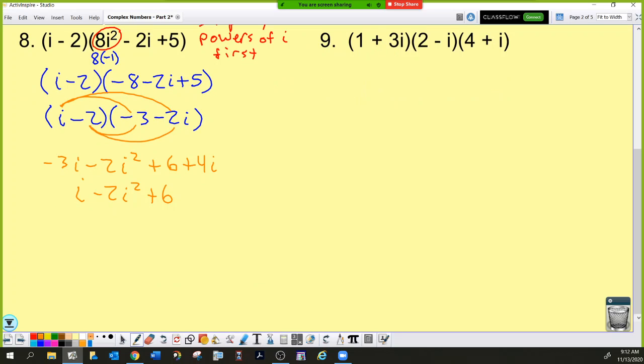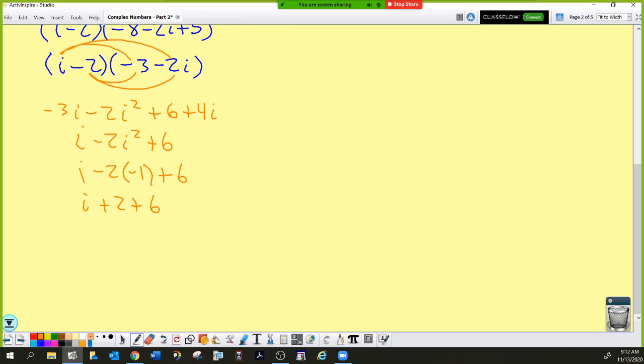So this actually says, I must have written too fast. The board couldn't handle it. And then negative 2 times negative 1 plus 6. That's i plus 2 plus 6. You cannot write i plus 8. It has to be 8 plus i, because it has to be in standard form.